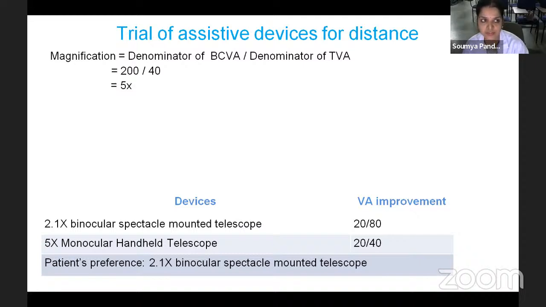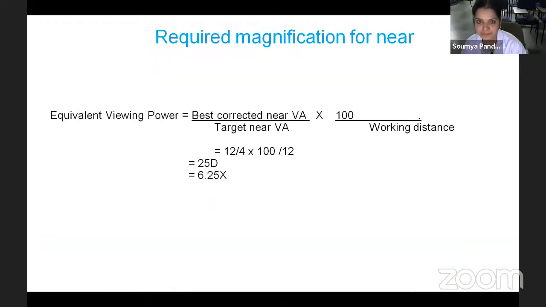So now we have calculated the magnification required for assistive devices for distance, and the magnification is 5x for distance. We showed a 2.1x binocular spectacle and a 5x monocular handheld telescope, and the patient prefers the 2.1x binocular spectacle for spot viewing.